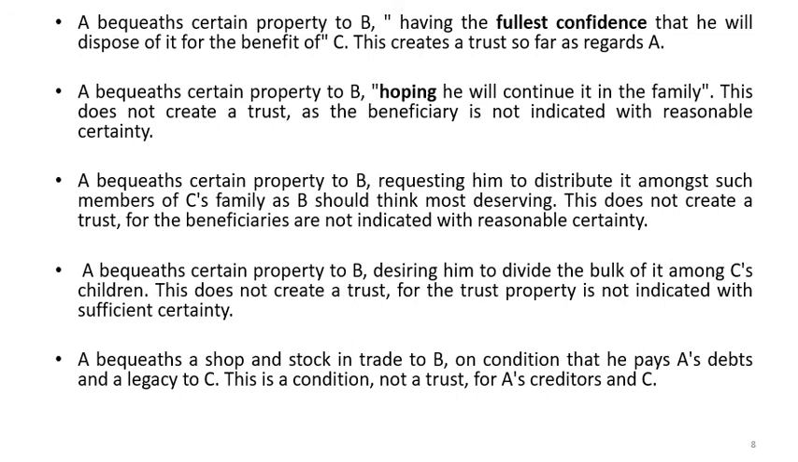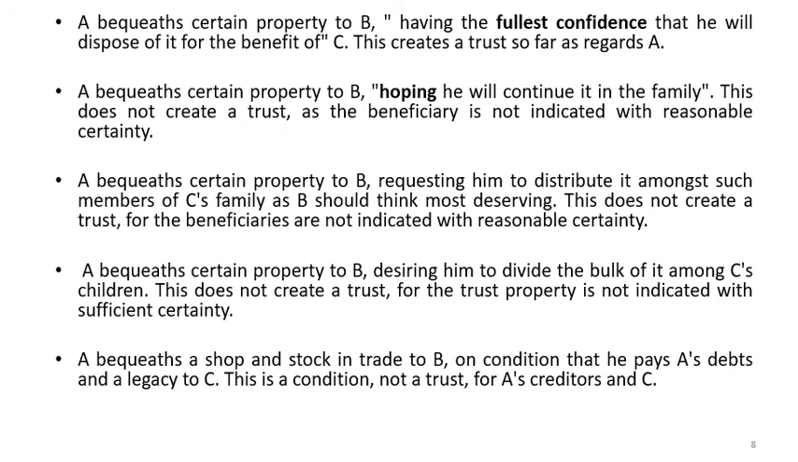Even though, to some extent, when you say hoping he will continue it in the family, we can identify that there's an intention to create the trust on the part of the author or settlor. But the other issue is the property is clear, ABC property, and the trustee is clear. But here, how do we identify the beneficiary? That's why the illustration says that this does not create a trust as the beneficiary is not indicated with reasonable certainty.